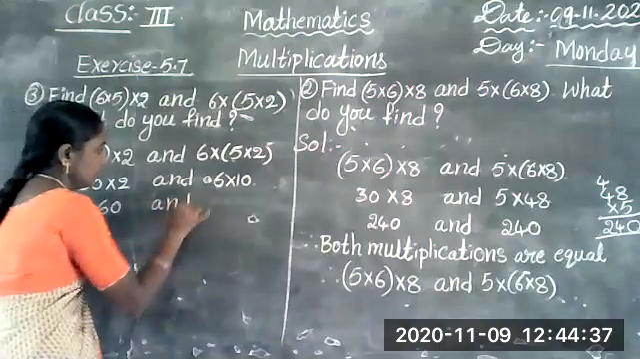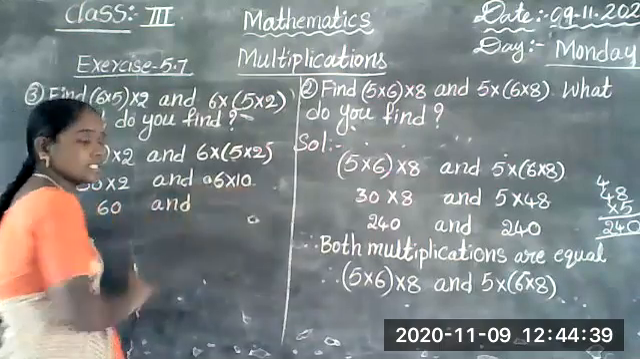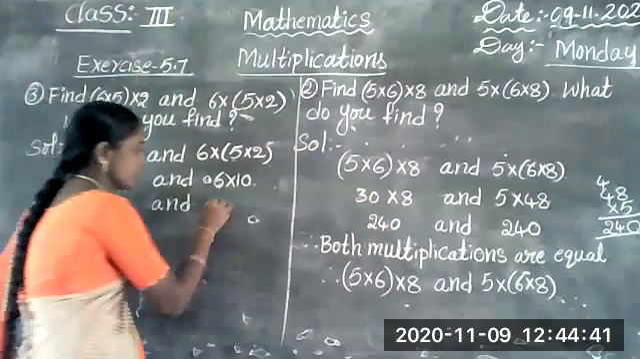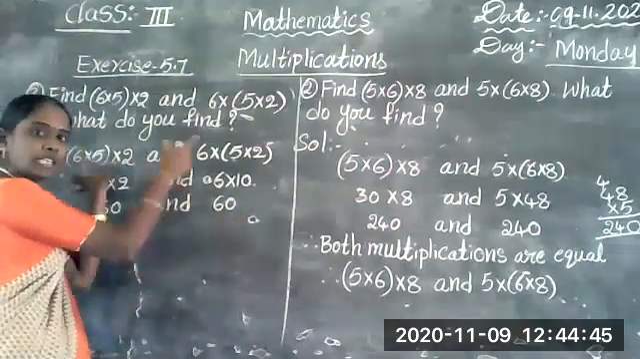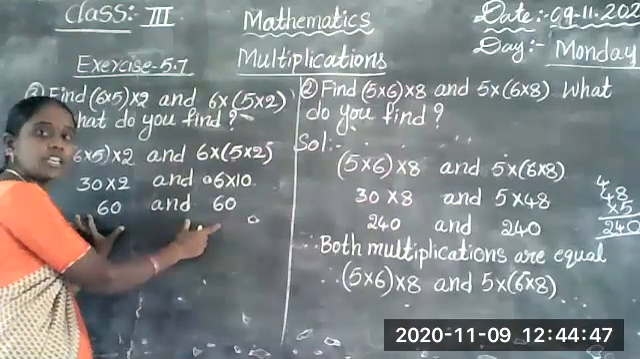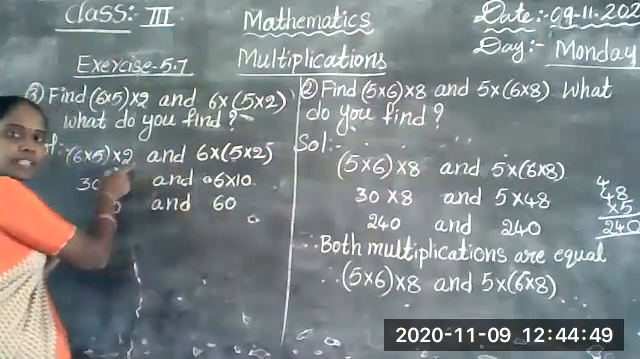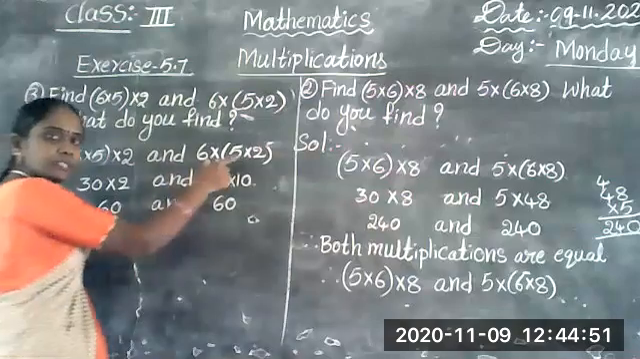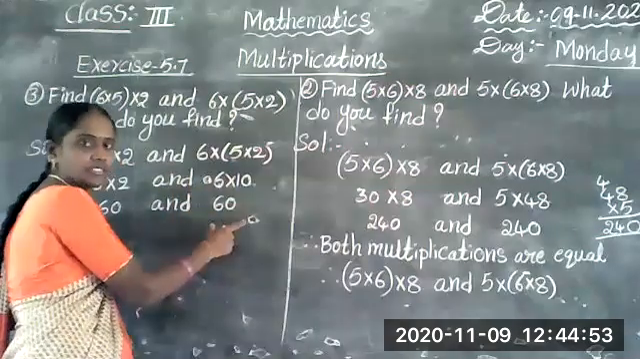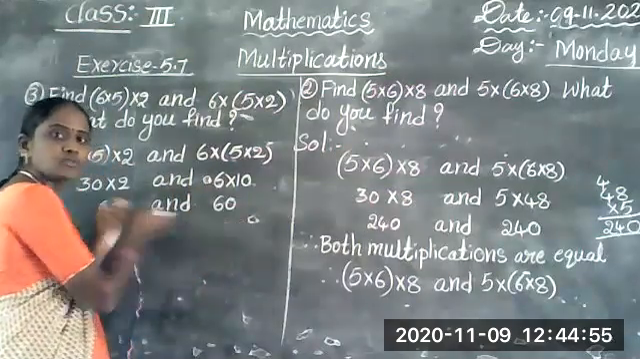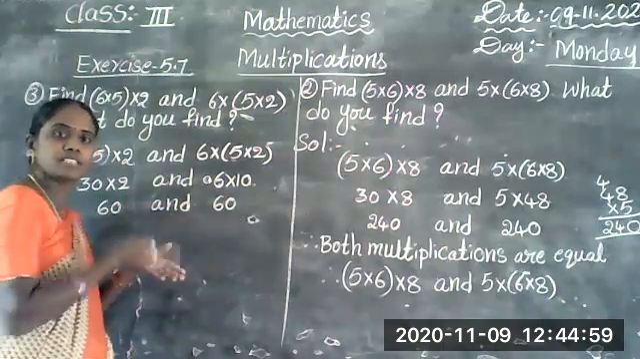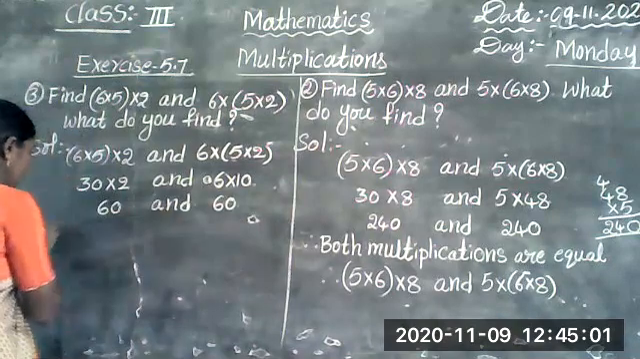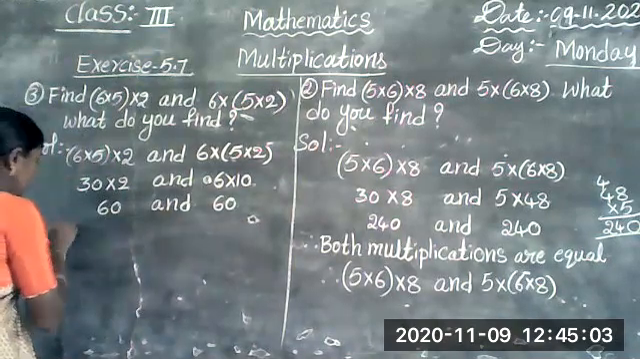60, and 6 tens are 60. So both have equal answers. Both multiplications here, that answer is equal. This multiplication gets answer 60, and this multiplication also gets answer 60. So both multiplications are equal. Right. What do you find? Both are equal.